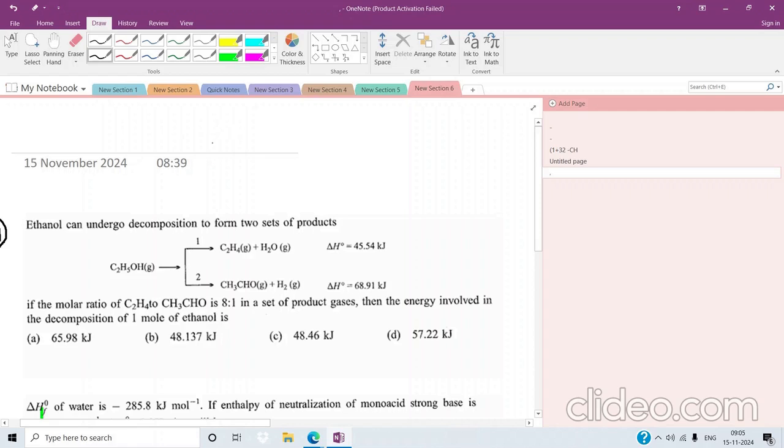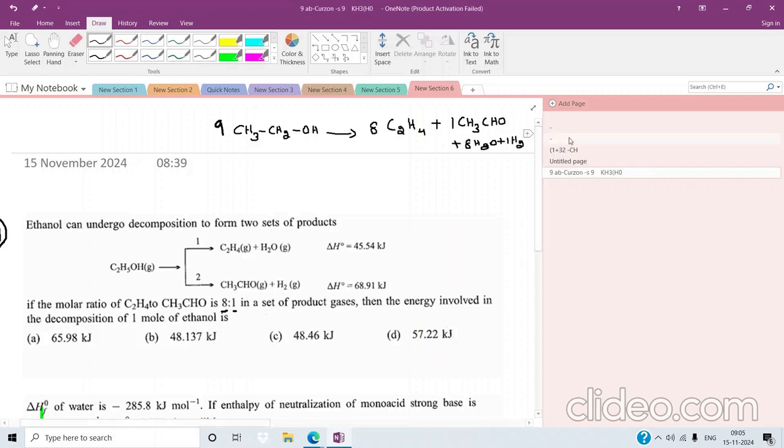If you are taking 9 moles, why am I taking 9 moles? 8 plus 1, right? Look at this, 8 plus 1, so 9 moles of ethanol. Ethanol is CH3CH2OH, a primary alcohol, right? So you will get 8 moles of ethene, C2H4, and 1 mole of acetaldehyde, and 8 moles of H2O and 1 mole of H2. This is the actual reaction. So 9 moles is giving 8 moles, but they are asking for the decomposition reaction of 1 mole of ethanol. That's why I'm going to choose this.